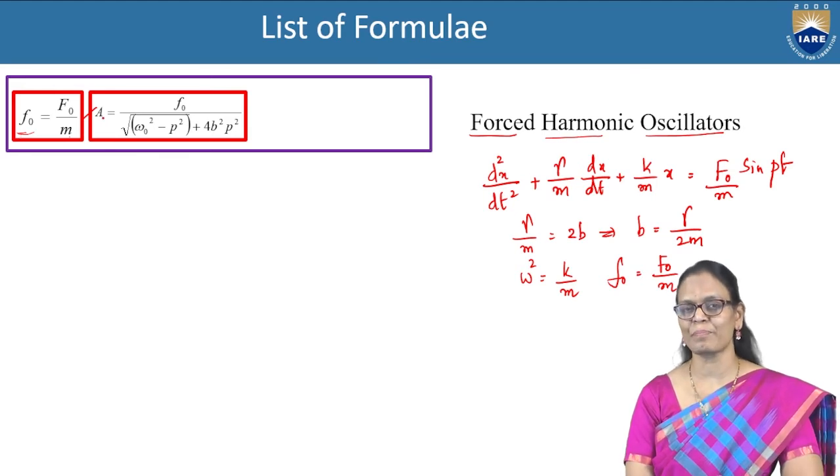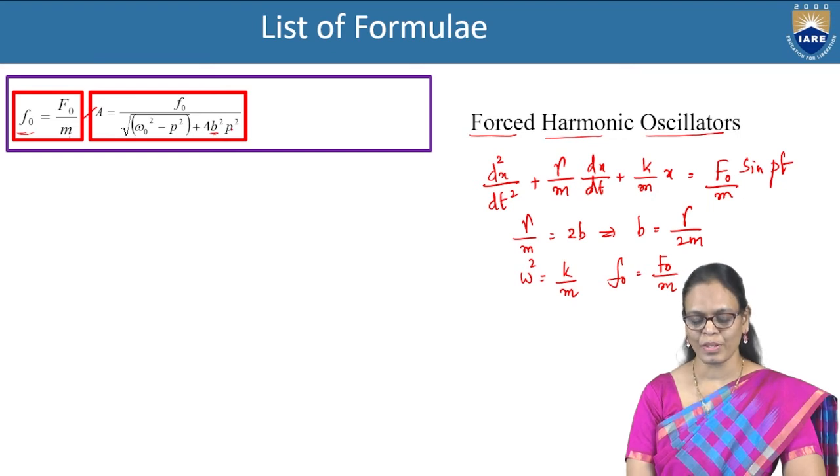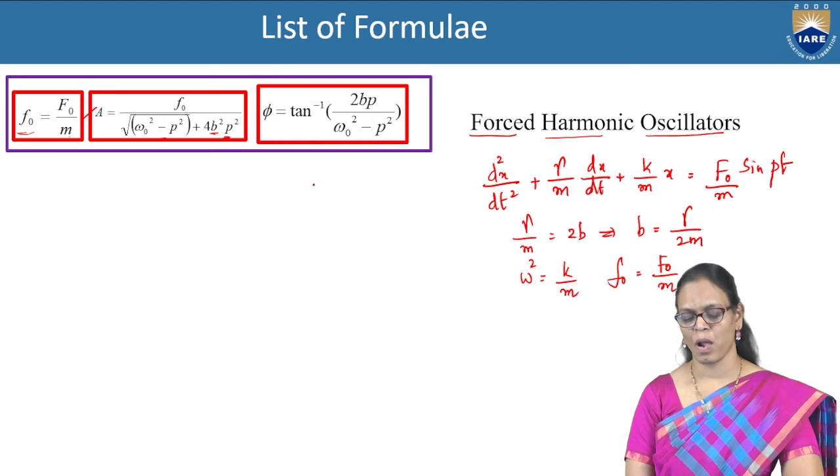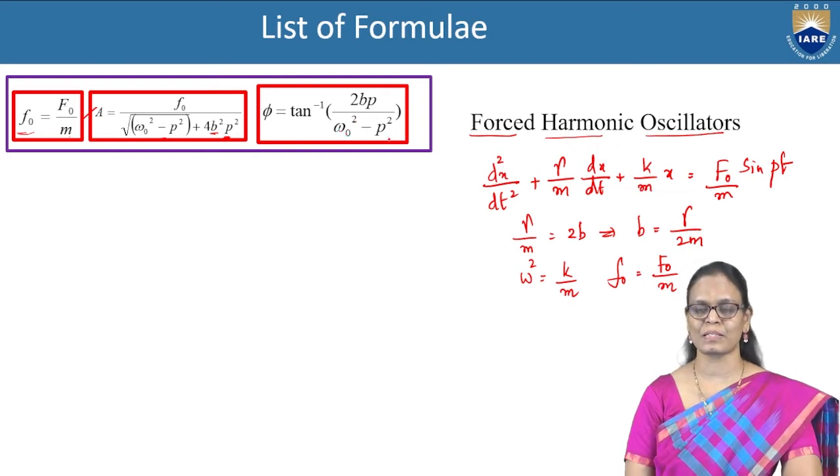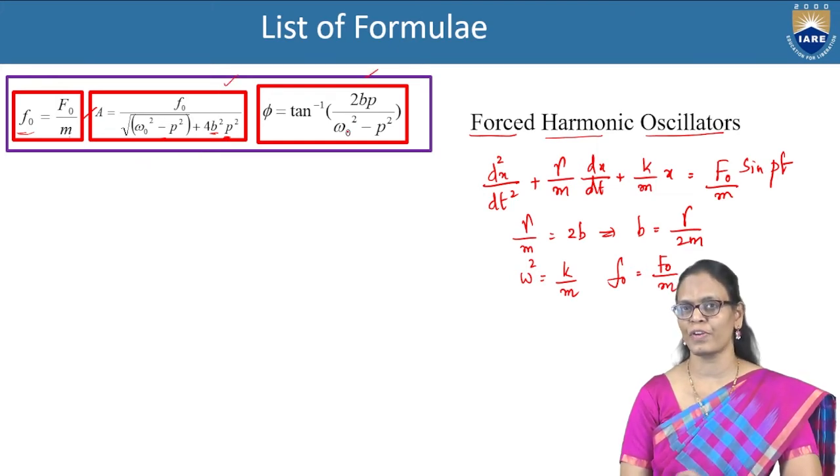And the amplitude of vibration here is given by f naught upon the square root of omega naught square minus p square, whole square, plus 4b square p square. P here is the frequency of the external periodic force. Omega naught is the initial angular frequency. Then the phase, or the state of vibration, is given by tan inverse of 2bp by omega naught square minus p square. So we have these two expressions which we'll be using to calculate the amplitude and the phase.